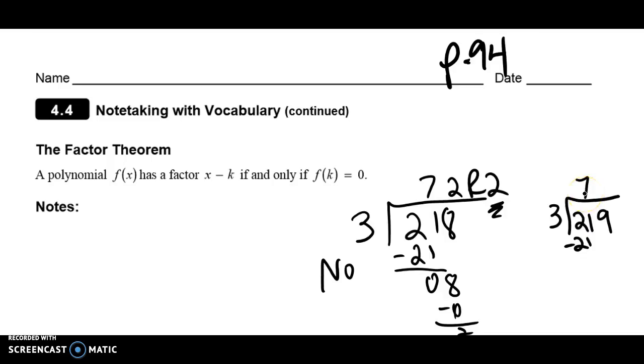7 times 3 is 21. Subtract and carry down. 3 into 9 goes 3 times with a remainder of 0. So when your remainder is 0, that means 3 goes into that number an even amount of times. So let's do that with polynomials.